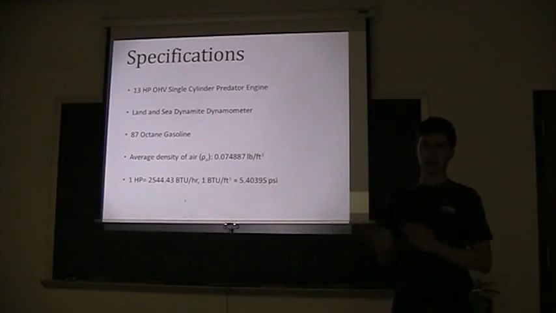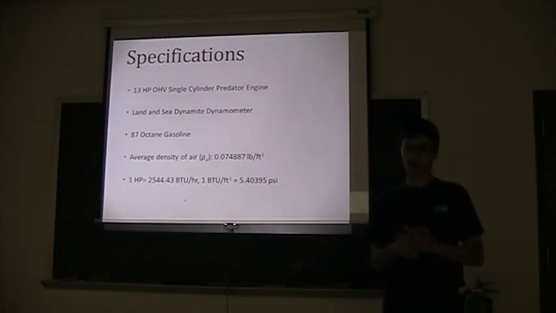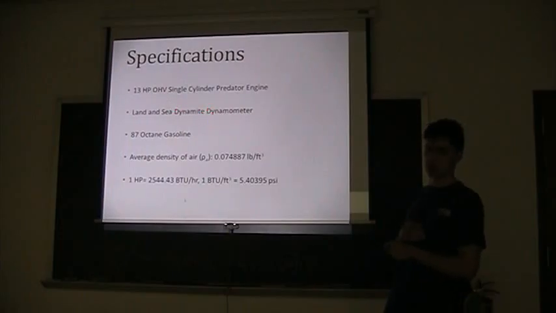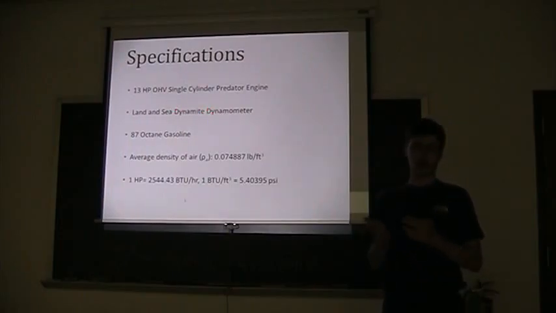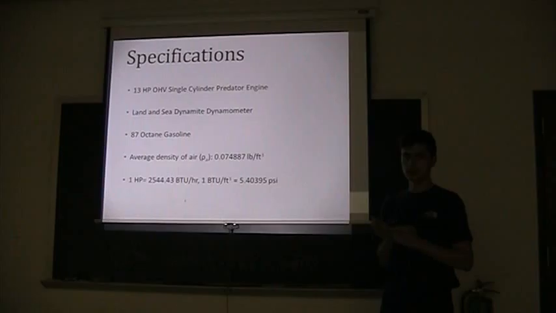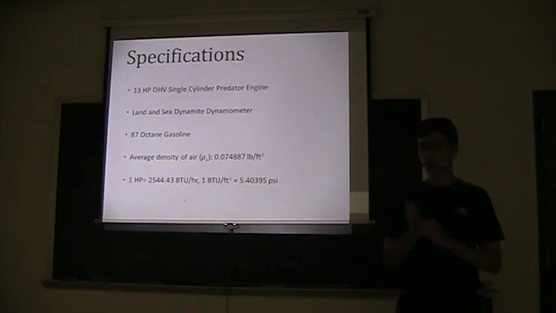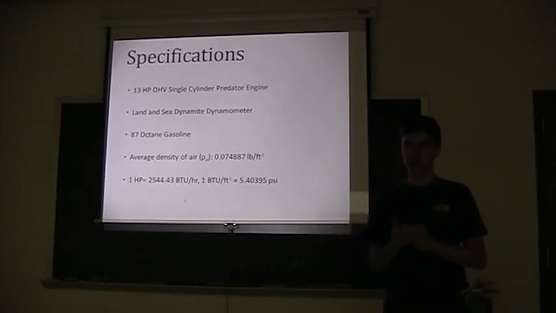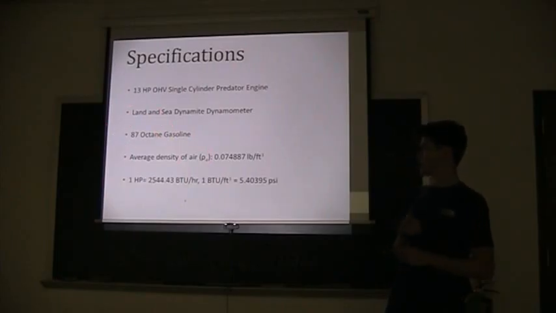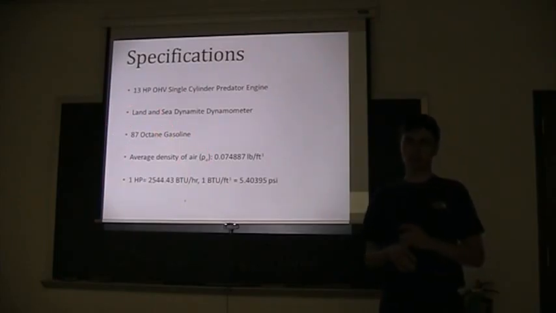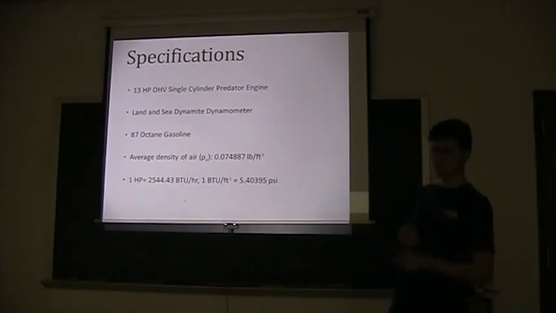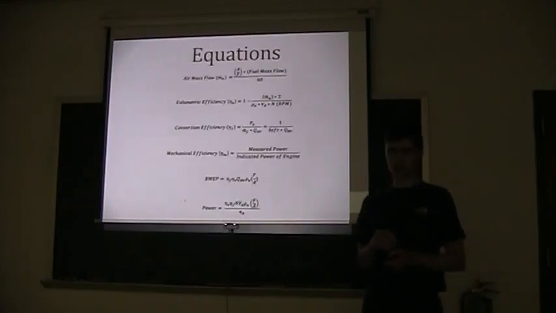So, specifications for our engine, it's a 13 horsepower overhead valve single cylinder engine. 13 horsepower is pretty good for just a single cylinder. And also it'll be connected to a water brake dynamometer. This creates the amount of load you have on the engine, and it measures torque, which can be used to compute horsepower as well. Uses 87 octane gasoline. If you go to a gas station, that's your base model gasoline. And then air density and a couple of conversion factors here.